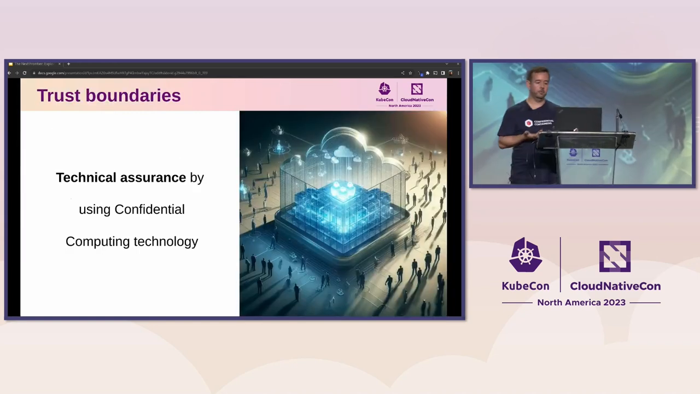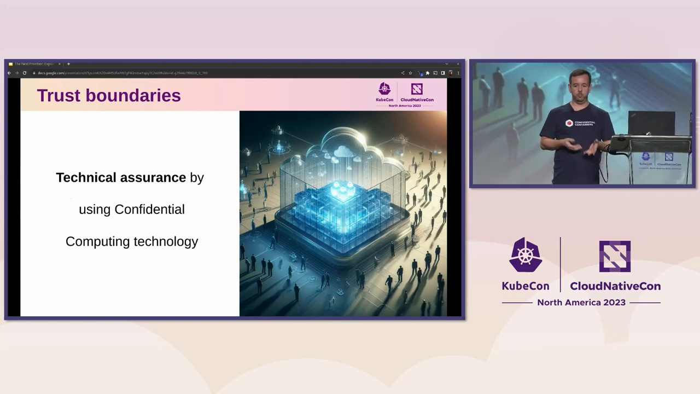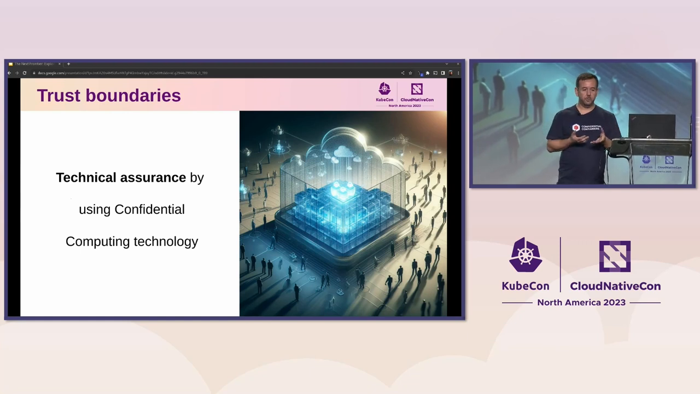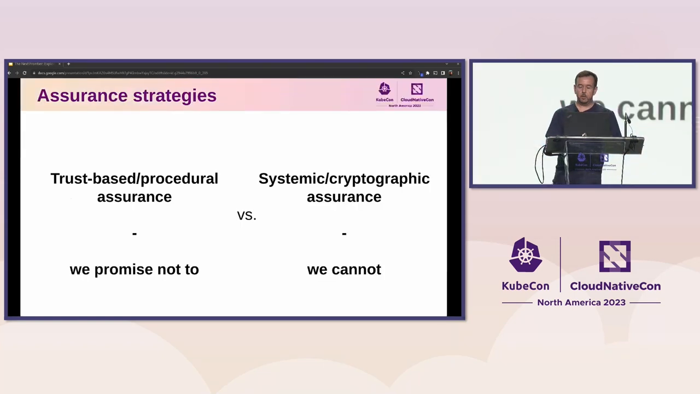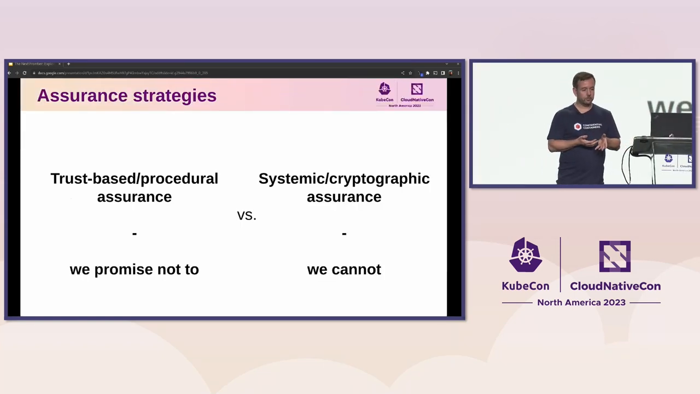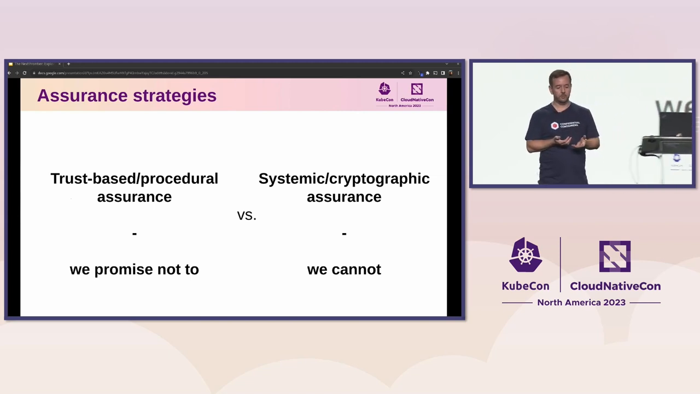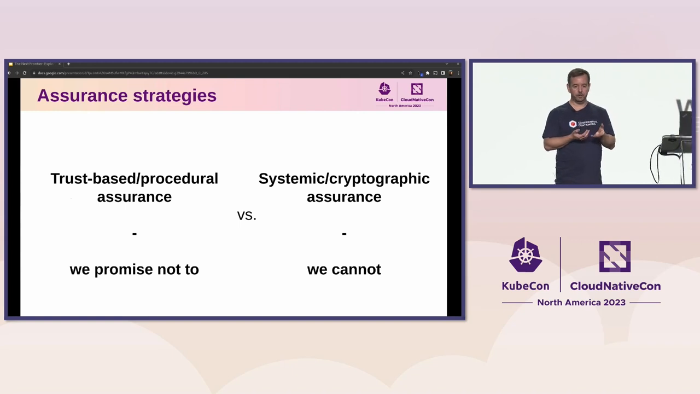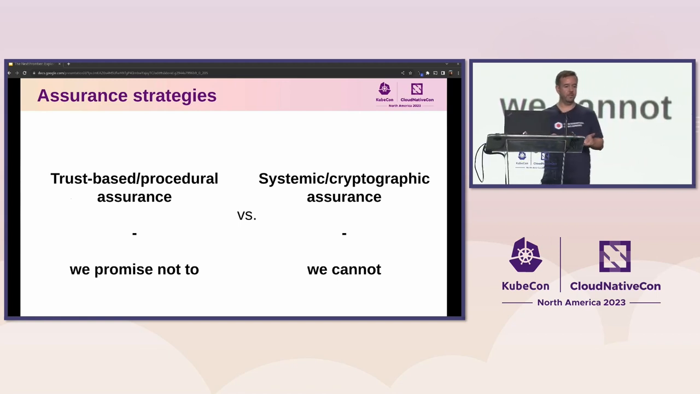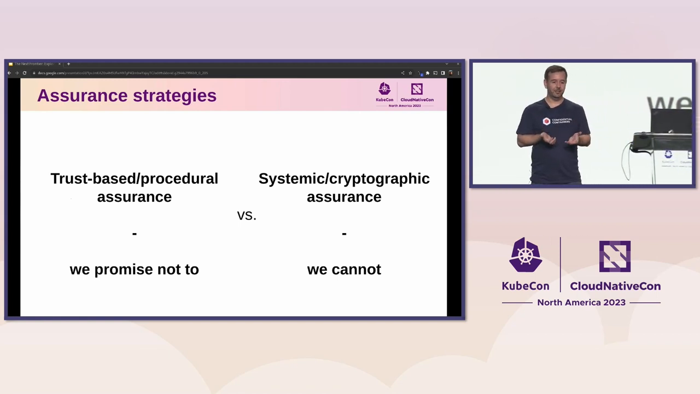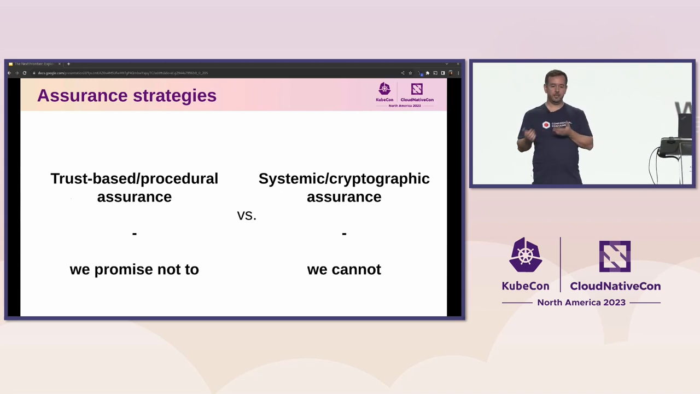And what we want is to reduce the software and the people and the processes that we have to trust. And this is where confidential computing technology comes into play. It boils down to operational assurance versus technical assurance, or as I call it here, trust-based and procedural assurance versus systemic and cryptographic assurance. So one says, we promise not to mess with your data, and the other one says, we can't mess with your data. One says, we promise not to; the other one, we can't.